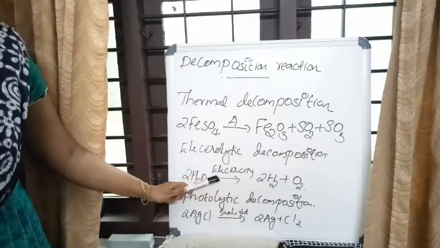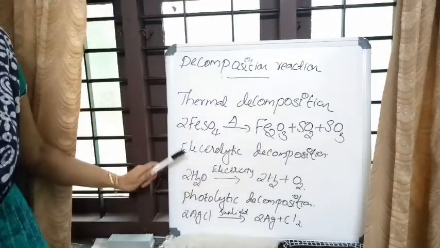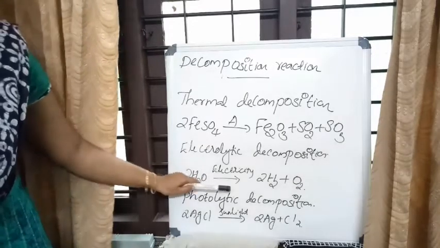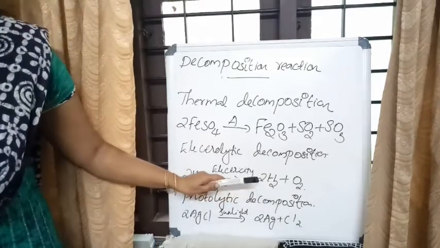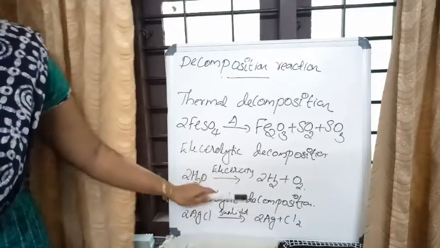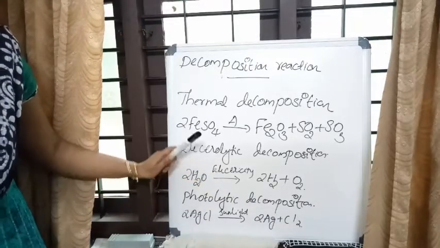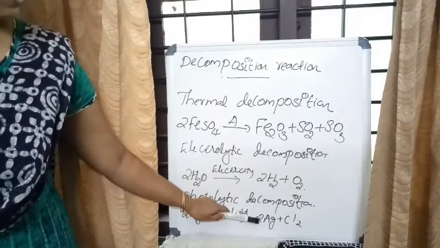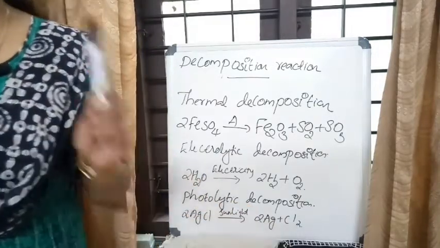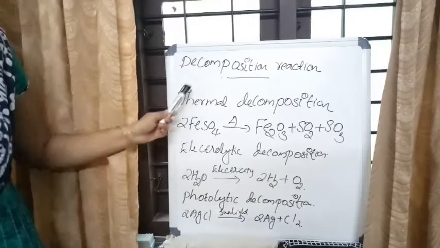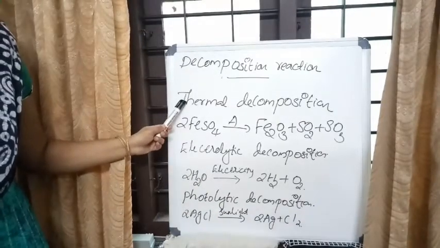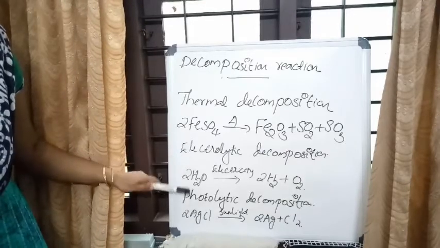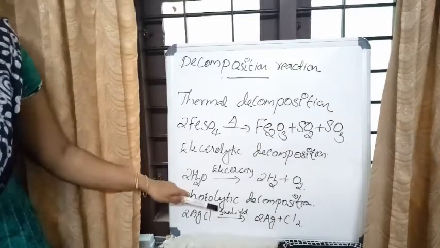So here the absorption of electricity. So such a reaction is electrolytic decomposition. And look here, this is photolytic decomposition. Photo means light. So here the absorption of light energy. Silver chloride, when it faces sunlight, breaks down to form silver and chlorine. So there are three types of decomposition reaction: thermal decomposition, by the absorption of heat energy; electrolytic decomposition, absorption of electricity; and photolytic decomposition, absorption of sunlight.